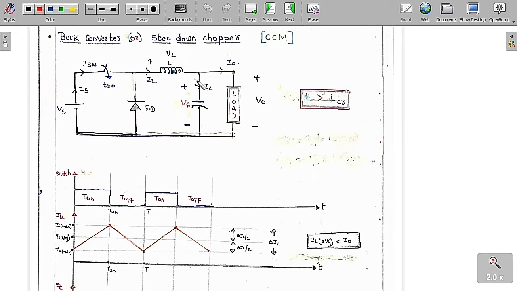Whatever inductance I choose in the circuit is always greater than the critical inductance. Then only continuous conduction mode is possible. So this is basically the circuit diagram.